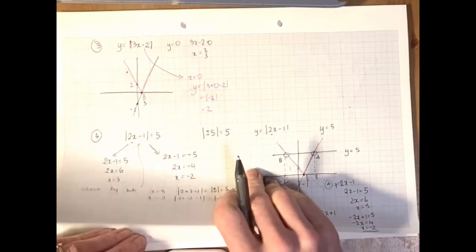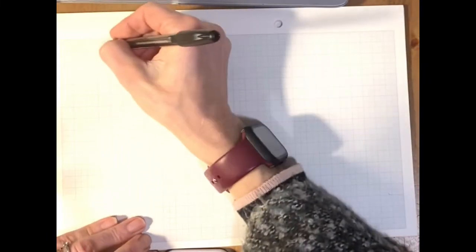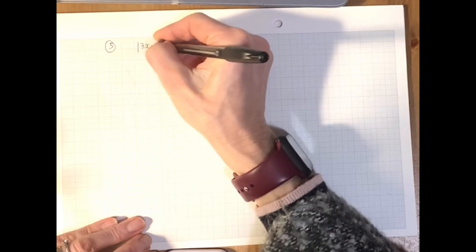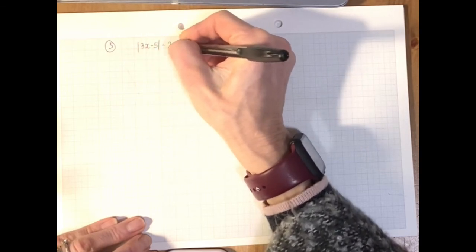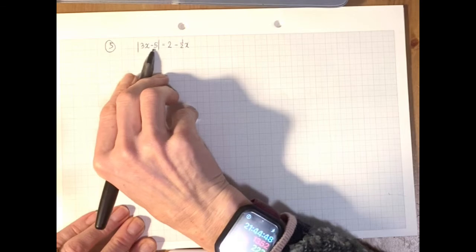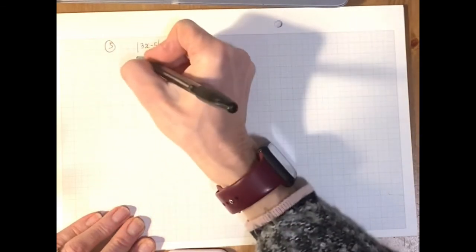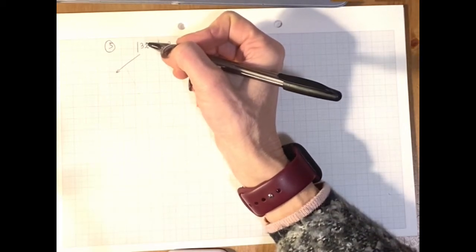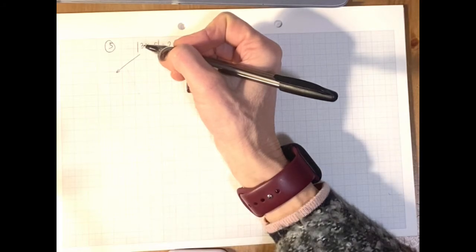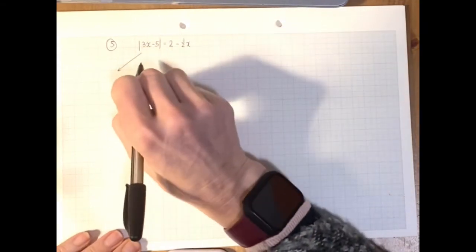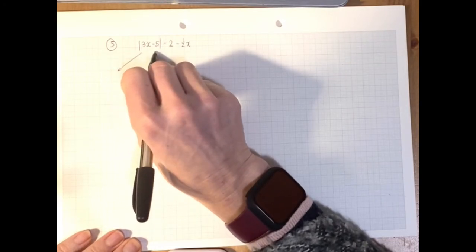Let's look at example 5. So here we have another equation, modulus of 3x minus 5 equals 2 minus a half of x. We are going to sketch it, but I would recommend doing it algebraically and checking that your answers work in the equation. If they don't, you can reject them, because it's possible that you'll find answers that don't work. And if they do, then you keep them.